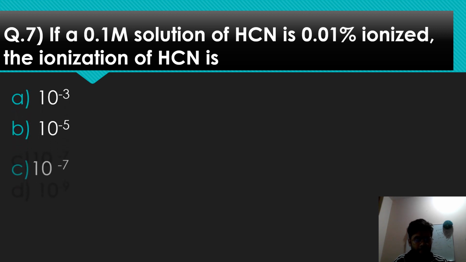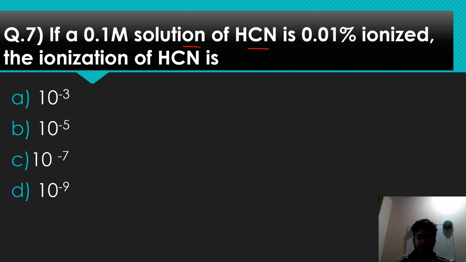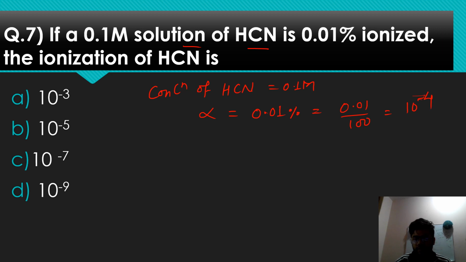Next question. If a 0.1 molar solution of HCN, we have been given the concentration of HCN here. The concentration of HCN is 0.1 molar and 0.01% ionized. It means the degree of dissociation alpha equals 0.01%. Then we can say 0.01 divided by 100, which means 10 to the power minus 4.